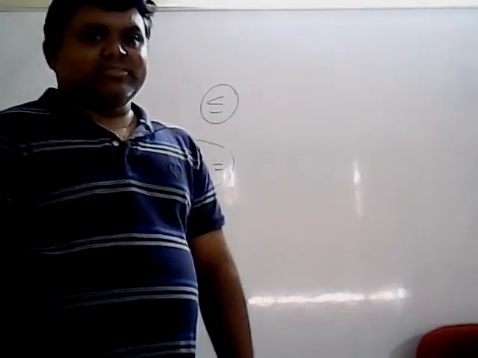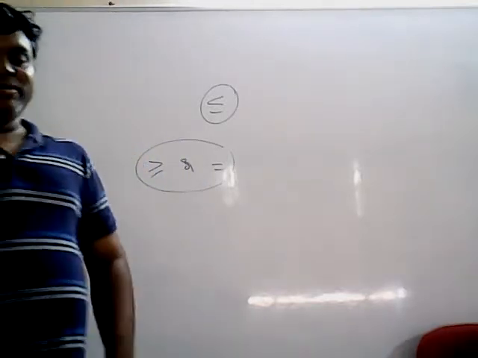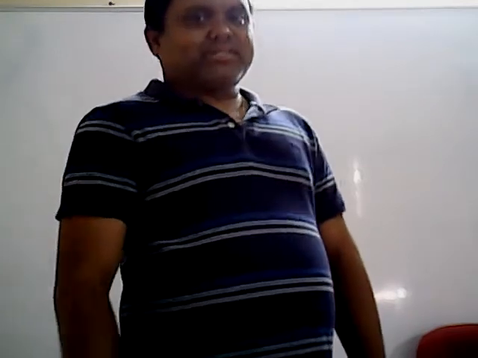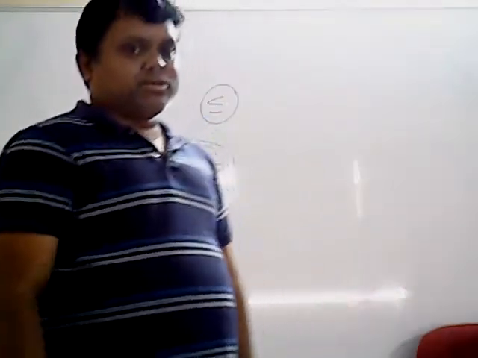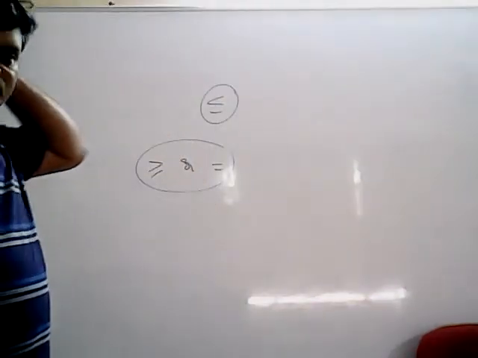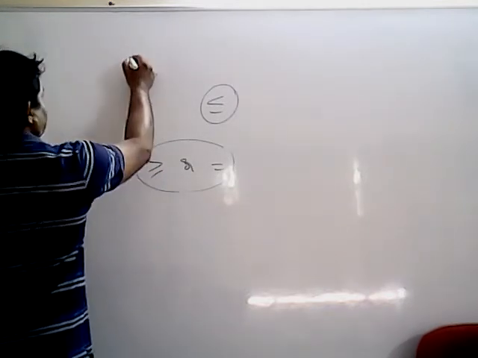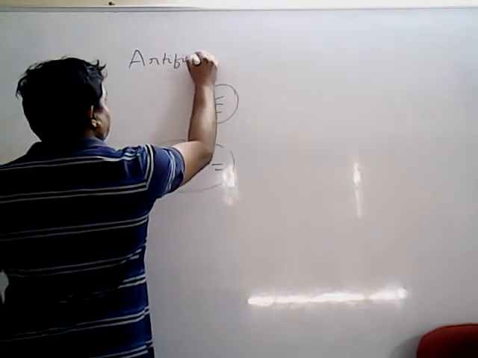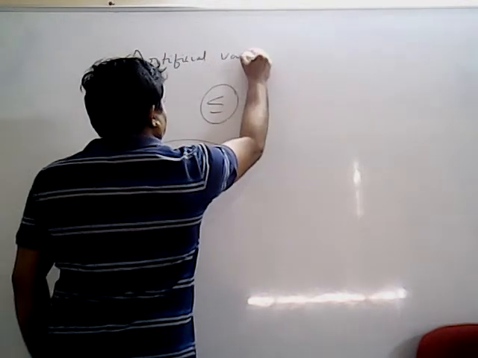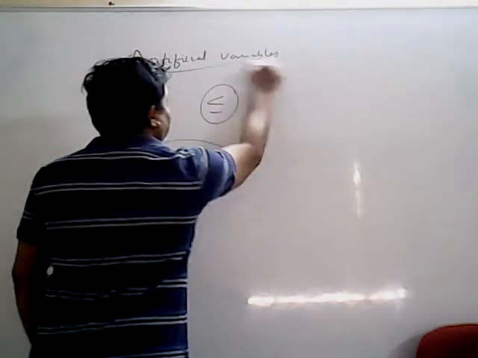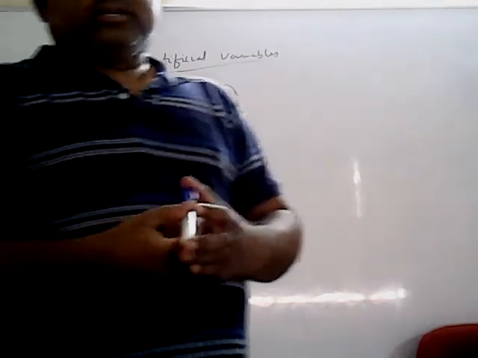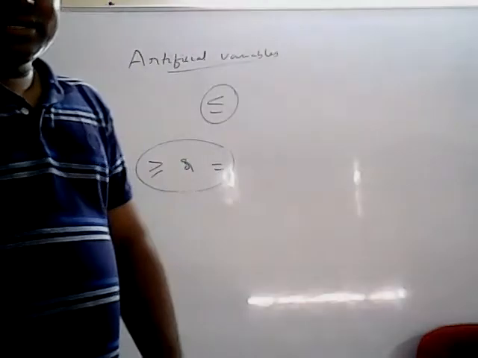So that's why the next methods are there: the BGAM method and the two-phase simplex method. One by one we will discuss. First we will discuss the BGAM method. Before going to the BGAM method, we have to learn one definition, that is artificial variables. Before the BGAM method, you have to learn artificial variables.